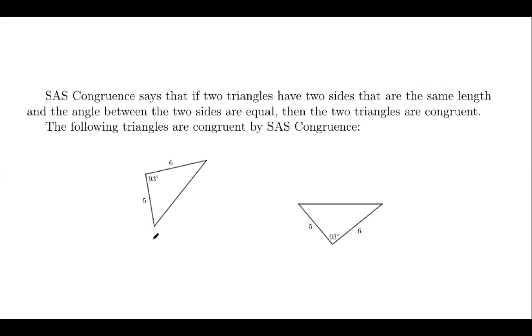And we can also use SAS congruence. So if two triangles have two sides that are the same length, over here we see 5 and 6, 5 and 6, and they have the same angle, 93 and 93, that means that they will be congruent.